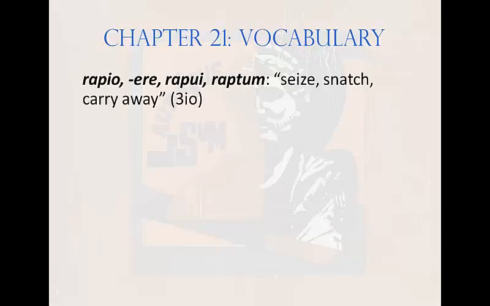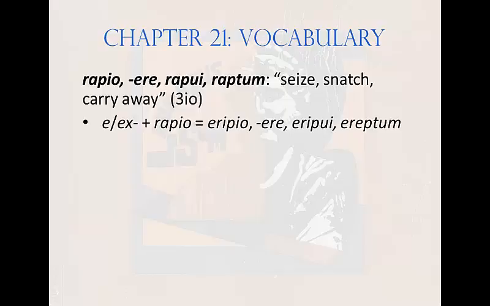The next word is rapio, rapere, rapui, raptum. It means seize, snatch, or carry away. It's a third io conjugation verb. It's often compounded, as for instance here, with the prefix e or ex, producing eripio, eripere, eripui, ereptum. Thus it means to snatch or take away.